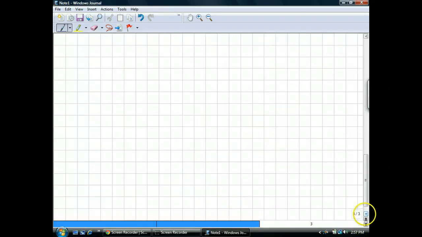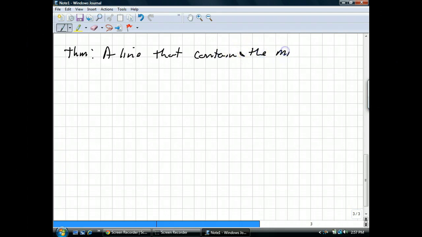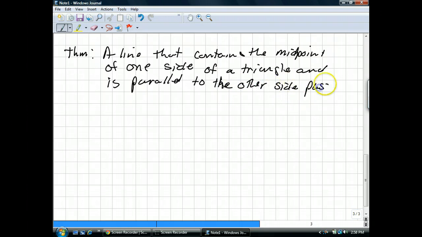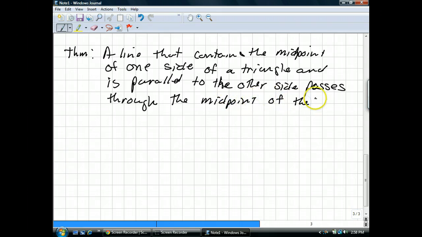All right. Then our third theorem says a line that contains the midpoint of one side of a triangle and is parallel to the other side passes through the midpoint of the third side. Okay, so here's what's happening.